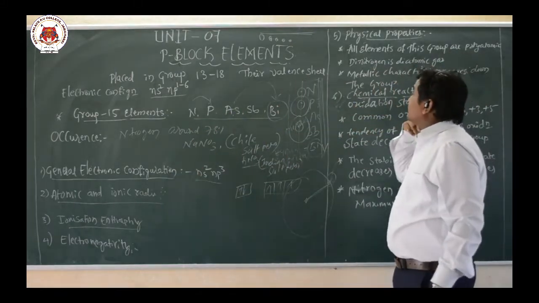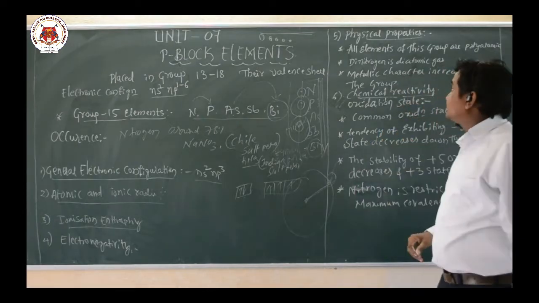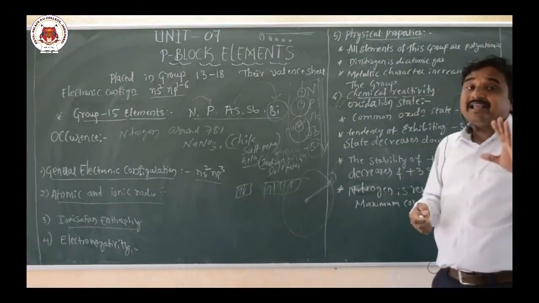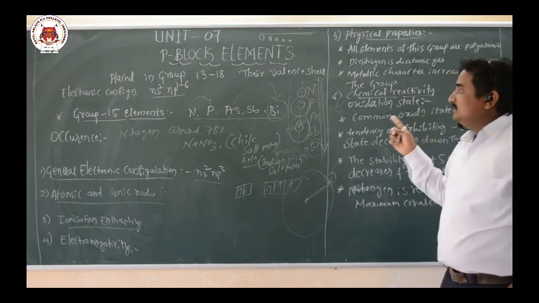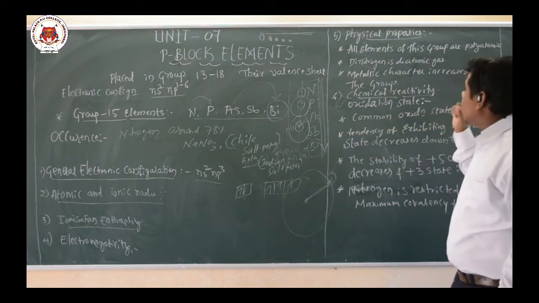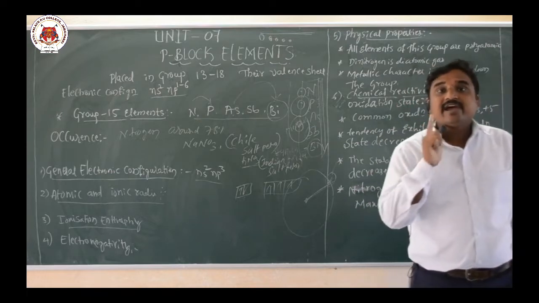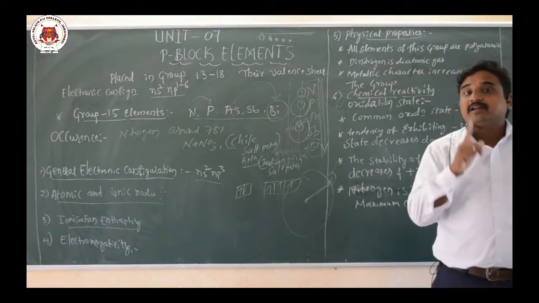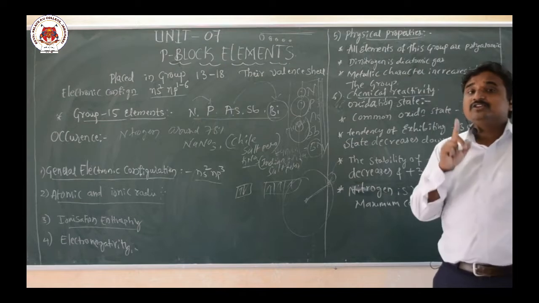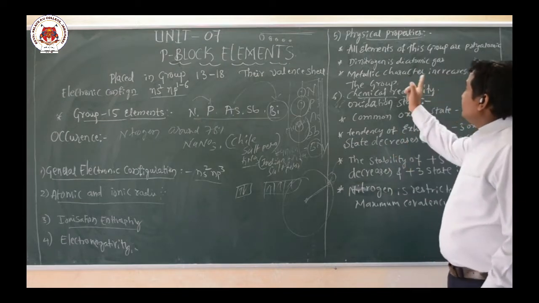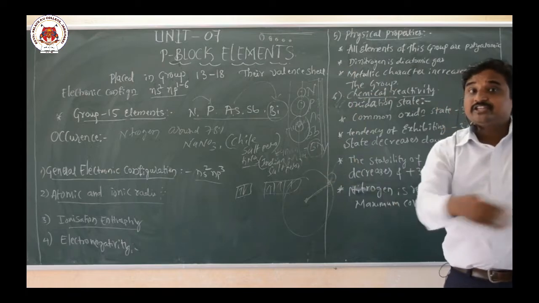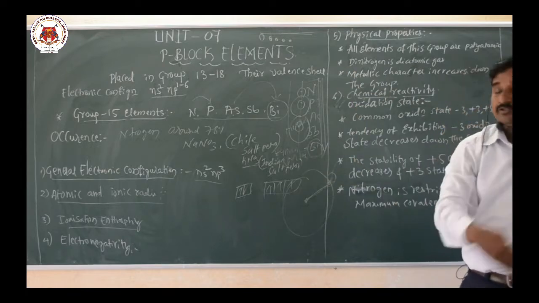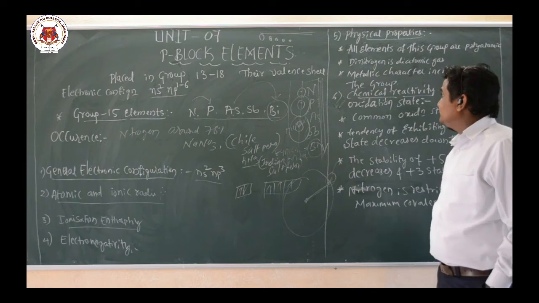Now the next property, that is physical properties. All elements in this group are polyatomic. Dinitrogen is a diatomic gas, whereas all the remaining elements are solids. Now the metallic character: we already know that down the group the metallic character increases due to the increase in the size of the atom. So this is the concept again that I have written here.